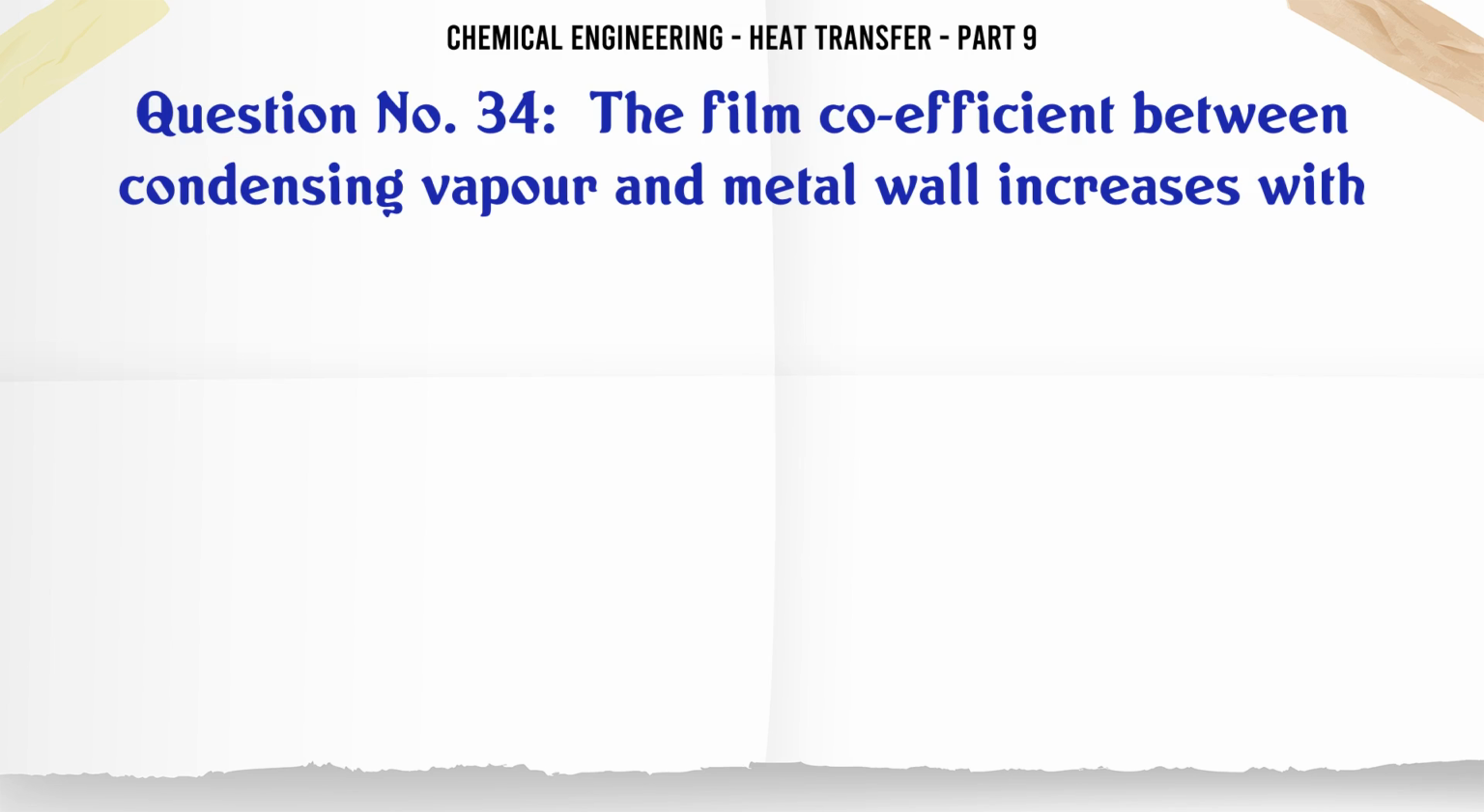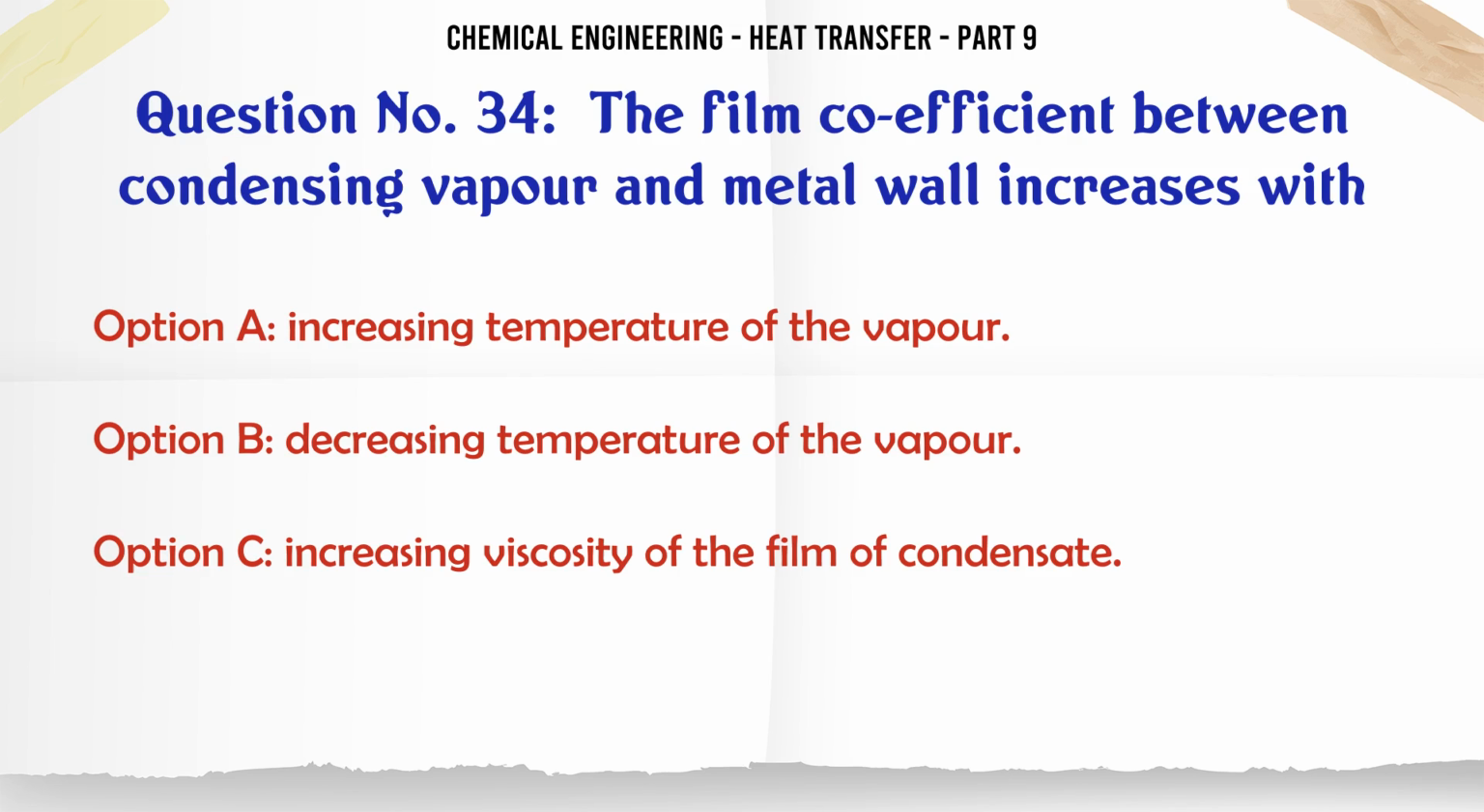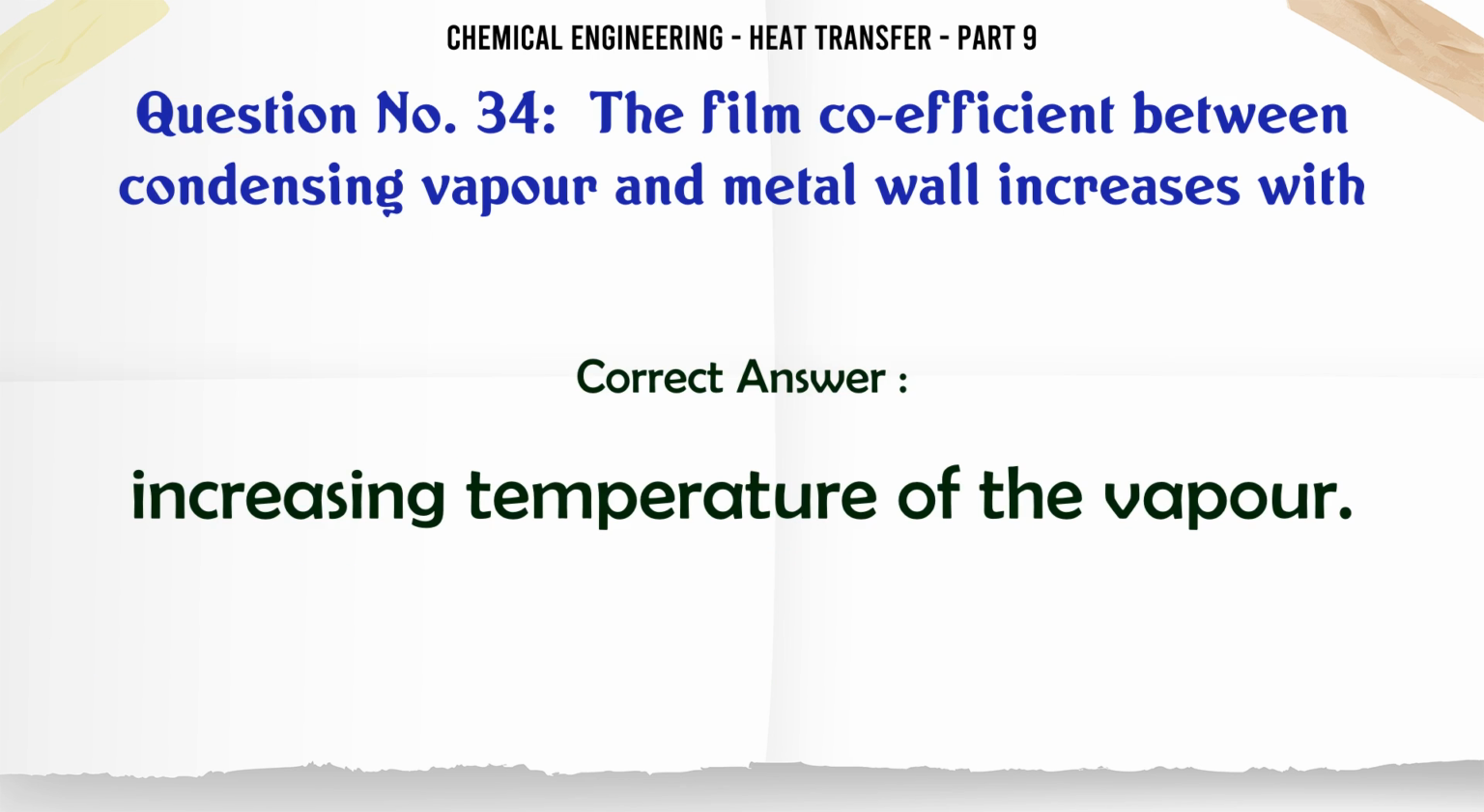The film coefficient between condensing vapor and metal wall increases with: A. Increasing temperature of the vapor. B. Decreasing temperature of the vapor. C. Increasing viscosity of the film of condensate. D. Increasing temperature drop. The correct answer is increasing temperature of the vapor.